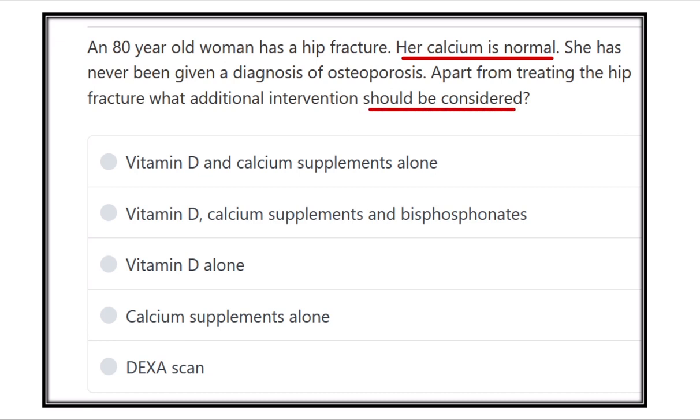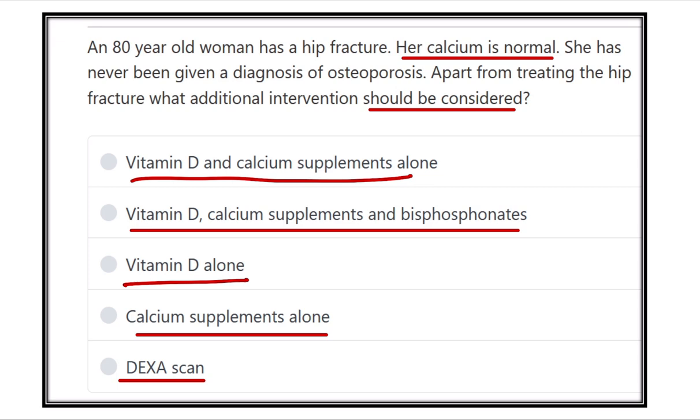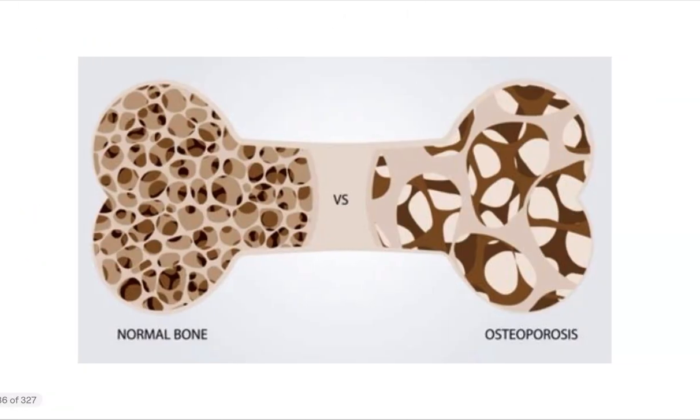So the patient is not known to have osteoporosis, and her calcium level is normal. But apart from treating the hip fracture, what supplement should we give? Vitamin D and calcium supplement alone, vitamin D, calcium supplement and bisphosphonate, vitamin D alone, calcium supplement alone, or DEXA scan. So let's see how the normal bone and the osteoporotic bone look.